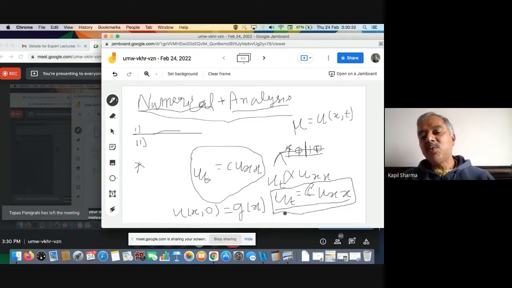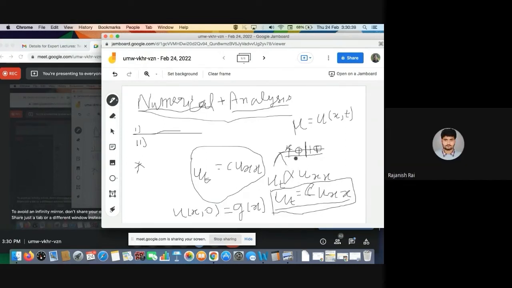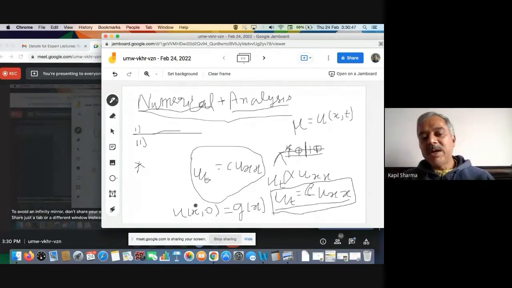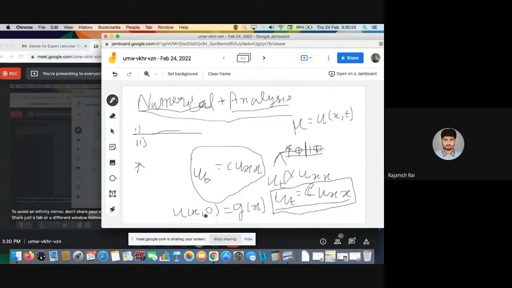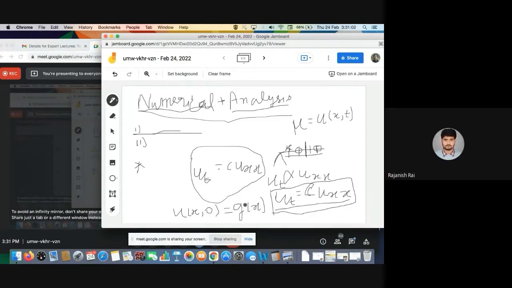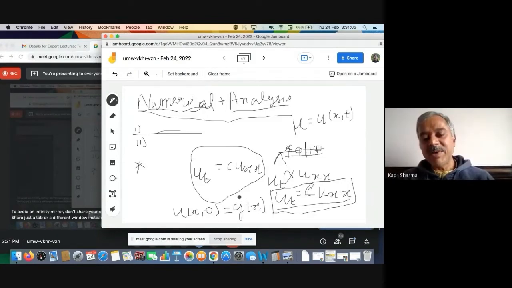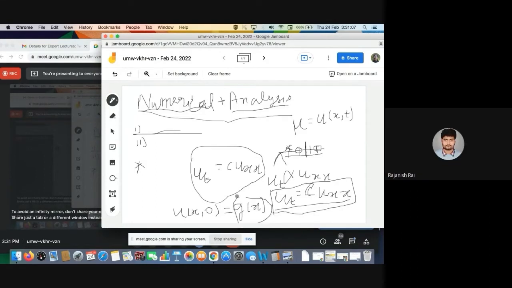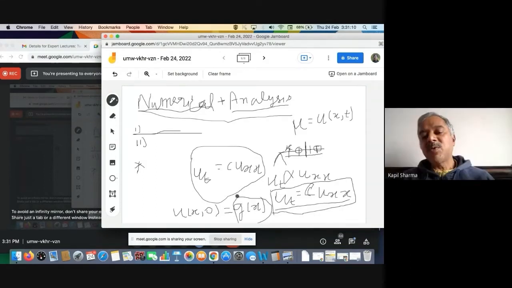Another condition we have to impose is on u_t(x, 0), del u upon del t at t equal to 0. Let's take it as f(x), or whatever you can take. It's a given function, because at t equal to 0 it will ultimately be a function of x, and this is a known function. It should be a known function.